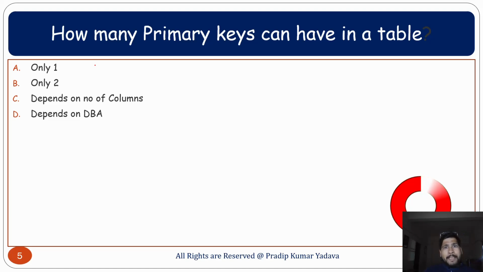How many primary keys can have in a table? So there is a possibility of only one primary key within a relation or within a table. Only one primary key can have a table, but multiple foreign keys can have a table. So as per SQL, there can be 253 foreign keys in a table. Okay, so correct option is first, that is only one. So this first A option is correct option.